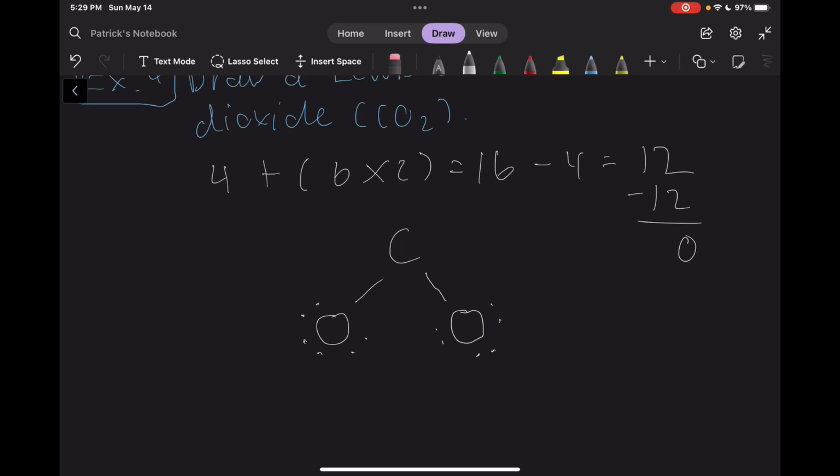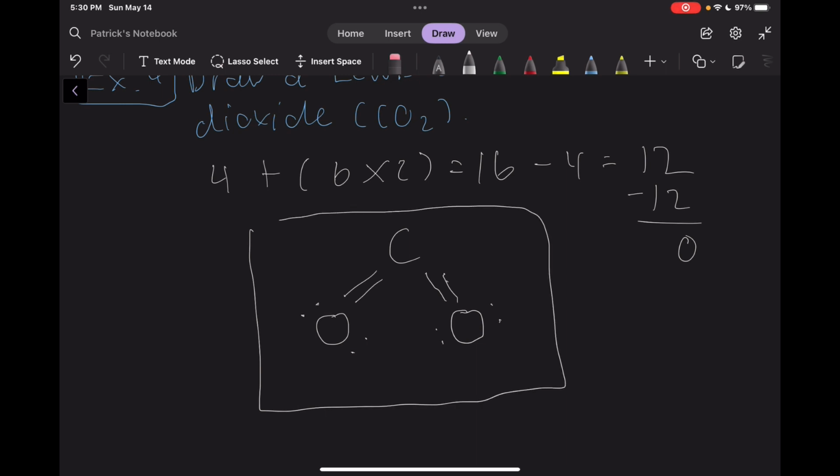Because the carbon atom has only 4 valence electrons at the moment, we can make both of these single bonds into double bonds by drawing the bonds like so. This is the Lewis structure for carbon dioxide.